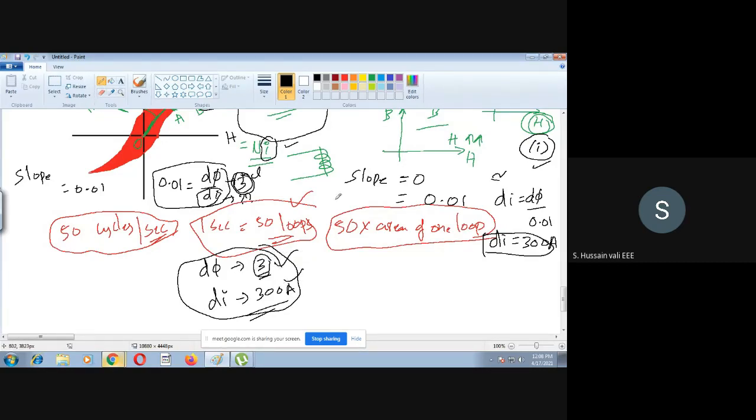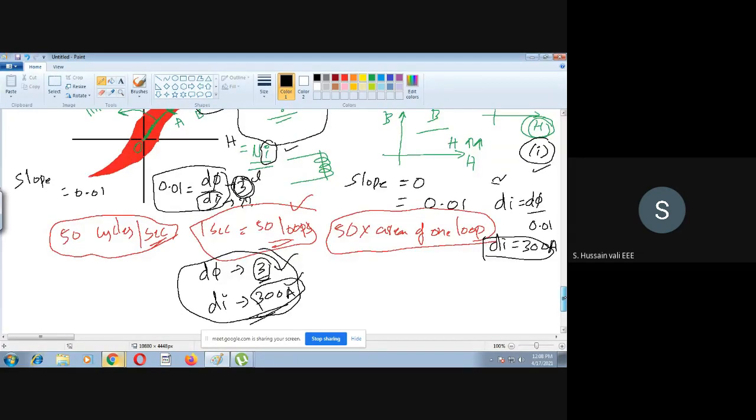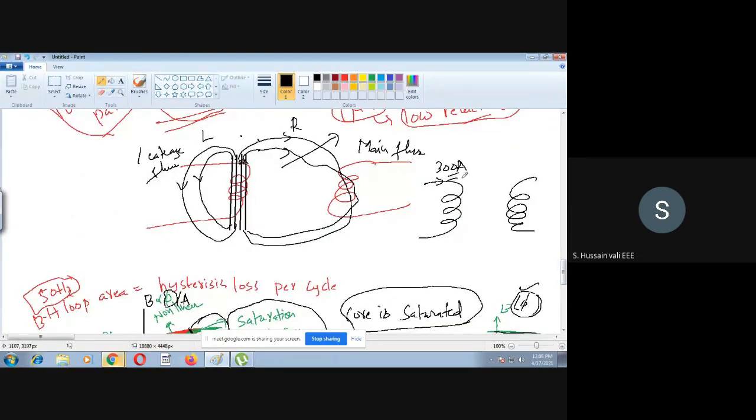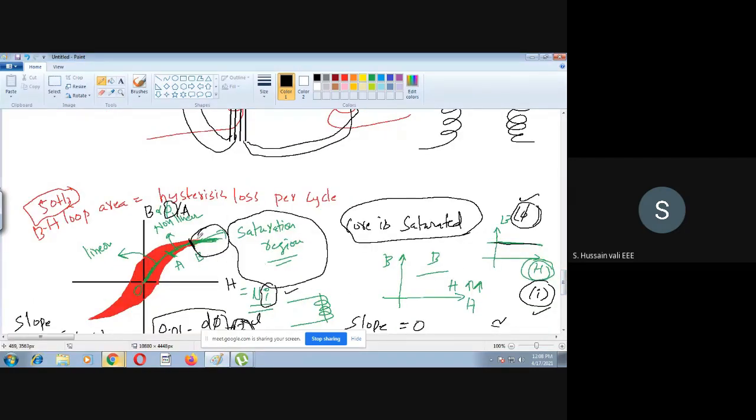So if you want to change phi by a small value in the saturation region, it will draw a large value of current. If the transformer is drawing this large current, then the transformer winding has to carry 300 ampere, and the winding cannot sustain this much current. So the winding will get burned and damaged. It is always preferable not to operate the transformer or the magnetic core in the saturation region. If you operate in the saturation region, the problem you will face immediately is that it will draw very large current, and that large current will damage the transformer.